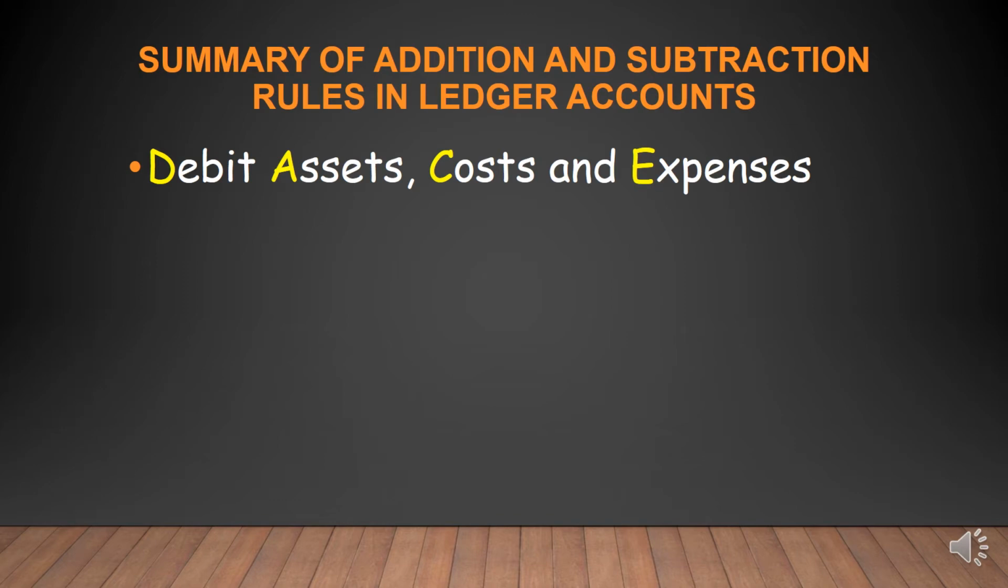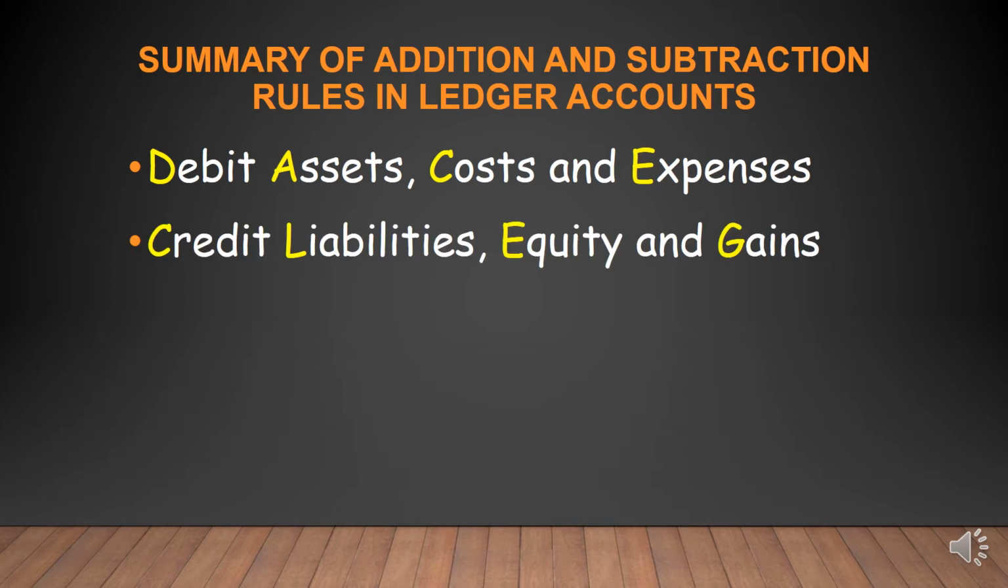Let's take a look at the summary of addition and subtraction rules in the ledger accounts. We said that if you want to add to an asset, a cost, or an expense, you debit. And at the same time, if you want to subtract from an asset, cost, and expense, what do you do? You credit. In the same line, if you want to add to a liability, to an equity, and again, you credit. So, by taking the first letters from each one of these words, we can actually come up with a mnemonic. So this becomes very interesting.